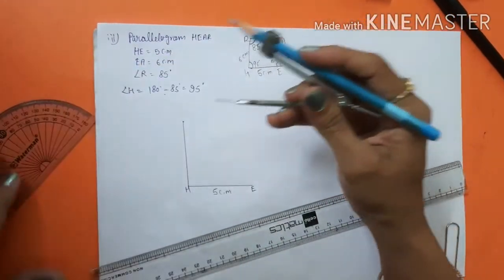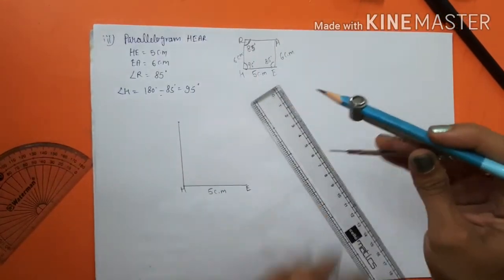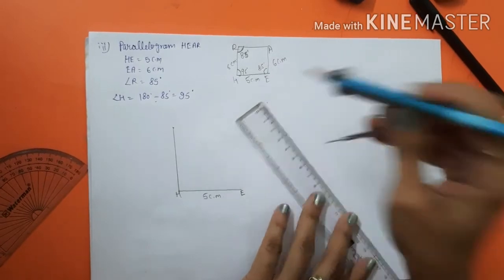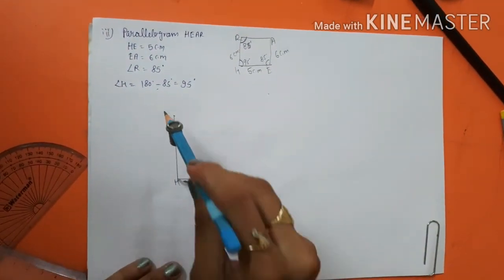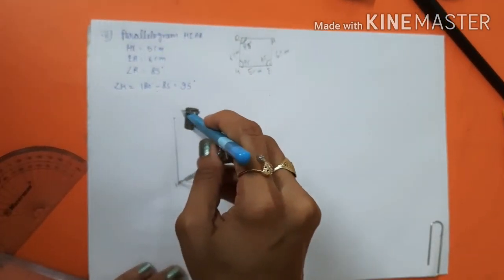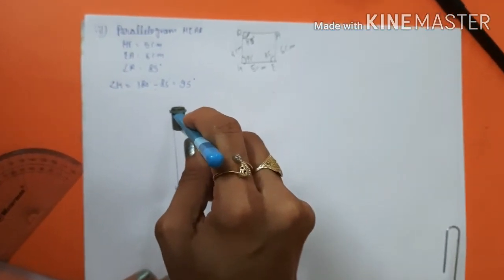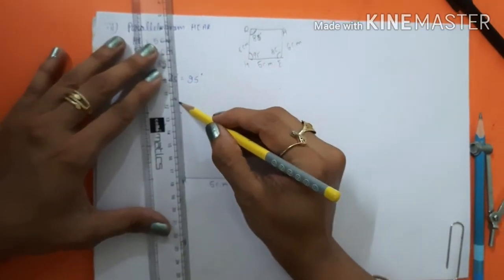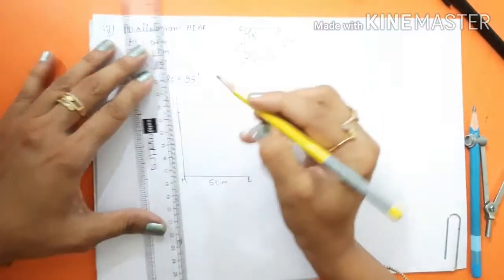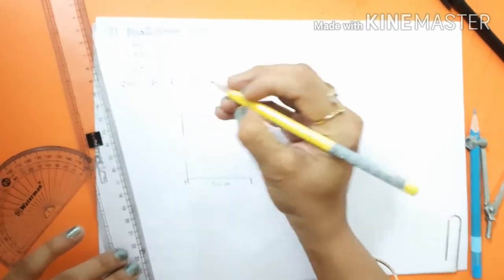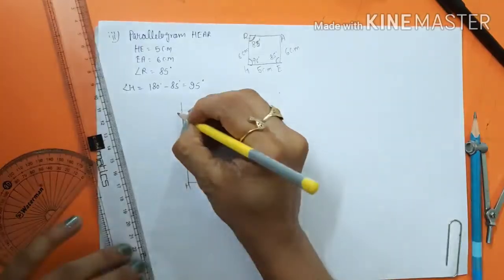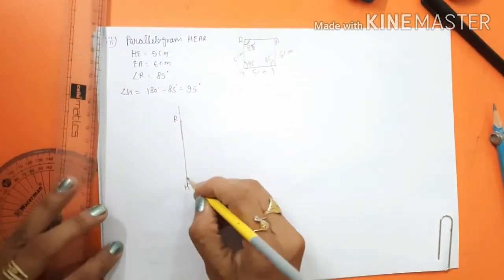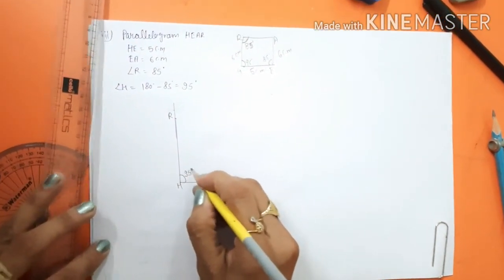This measurement is 6 centimeters. So we'll cut an arc of 6 centimeter. So 6 centimeter. We'll take 6 centimeter here. This point is 6 centimeter. So we'll extend the line. That means this is the point R. This angle is 95 degree.